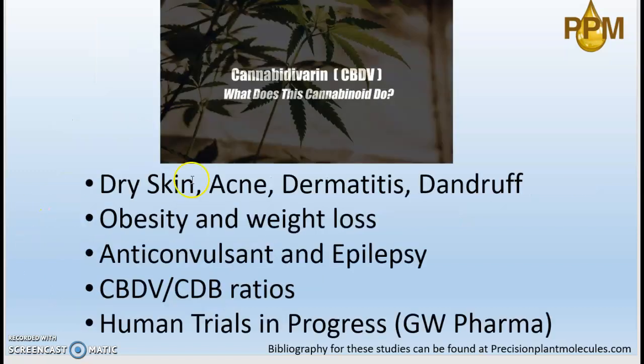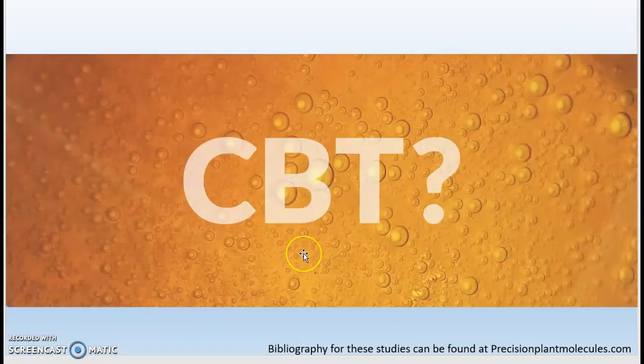Then there are the cannabinoids from the varin series. CBDV has been shown to help with skin, obesity, and it's also used as an anticonvulsant. In fact, there's one human trial in progress right now by GW that is testing this cannabinoid for epilepsy. CBT is a very rare cannabinoid and not much is known about it at all.